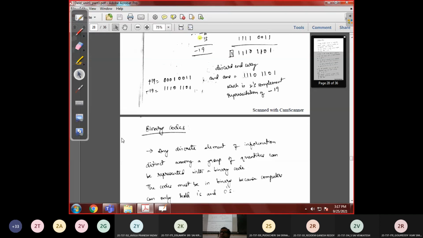In our discussion of digital electronics and logic design, we are dealing with information, and information is nothing but a group of quantities which can be represented by some binary code. Why do we only want binary codes? Because the machine only understands ones and zeros. So any information you want to represent has to be represented in the form of binary codes, always. That is the reason we should know the various binary codes you can use for representing various information quantities.